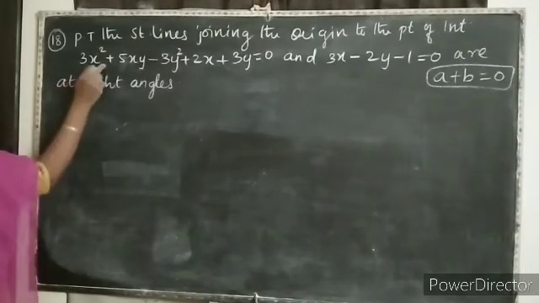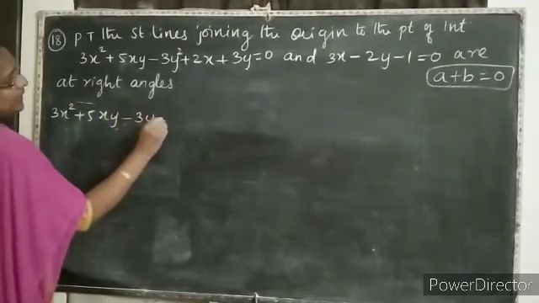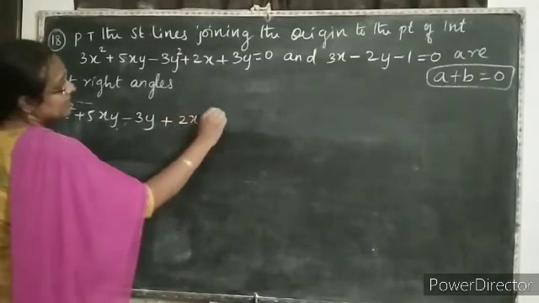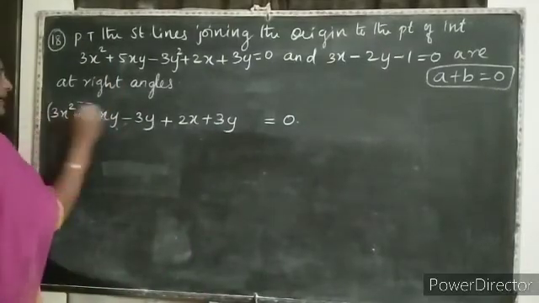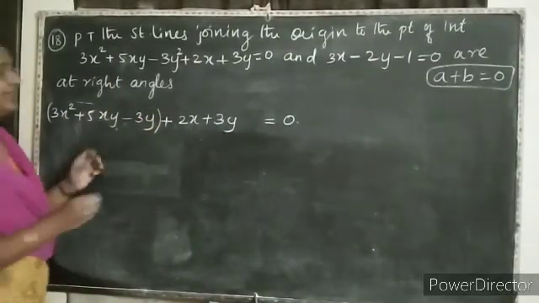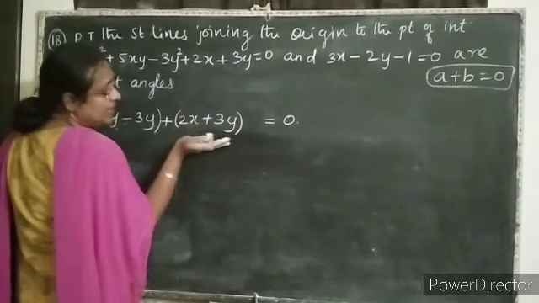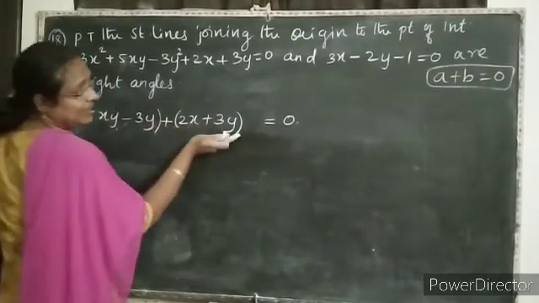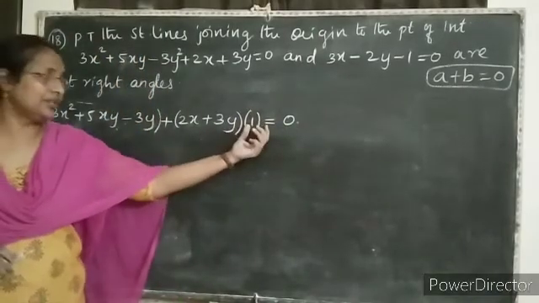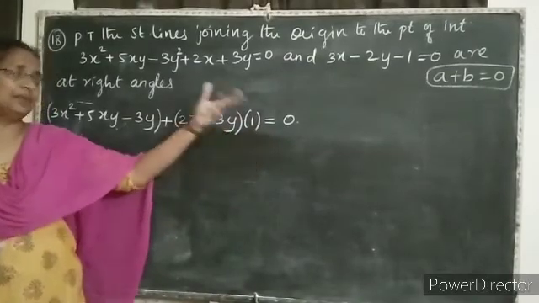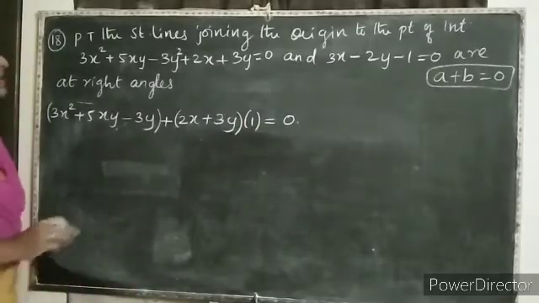Okay, now consider this equation: 3x squared plus 5xy minus 3y squared plus 2x plus 3y is equal to 0. Yes or no? Now, as usual, we are going to combine these three terms together, and these two terms. Now without changing the meaning of the given equation, I am going to rewrite this as 2x plus 3y into 1 equal to 0. Can I? Without making any changes, I am just introducing 1, because 2x plus 3y into 1 will become again 2x plus 3y. So there is not going to be any change over there. Okay, now look into this.